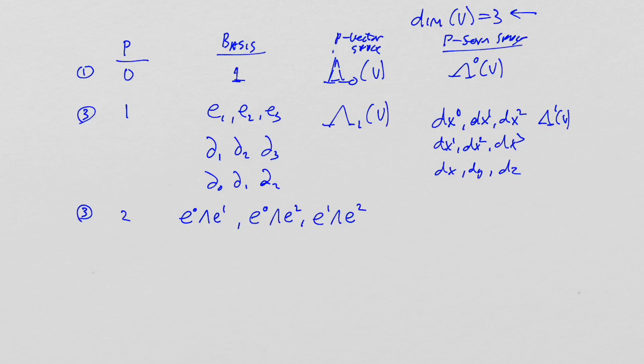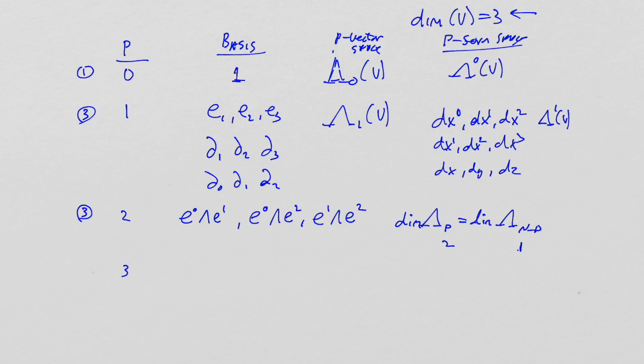And that makes sense because we know that the dimensionality of the p-th power equals the dimensionality of the n minus p power. In this case, p is 2 and n minus 2 is 1, right? So those two dimensions have to be the same, and they are.